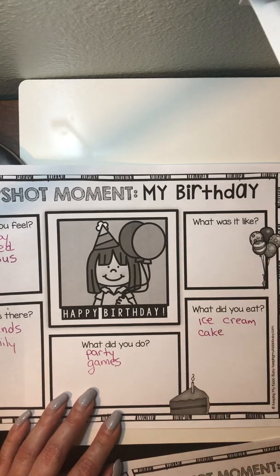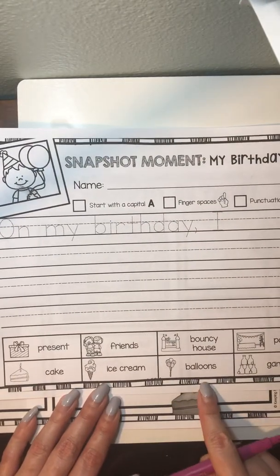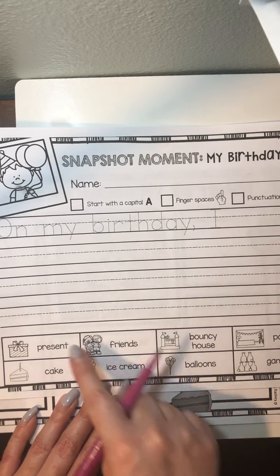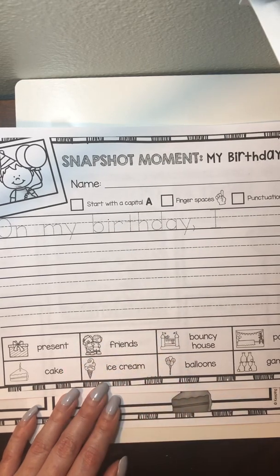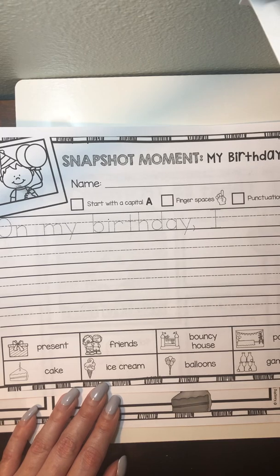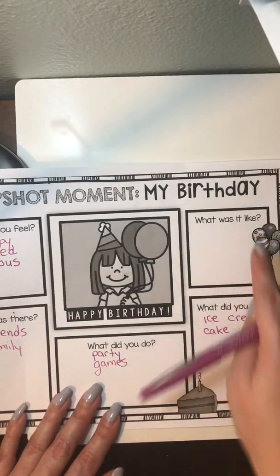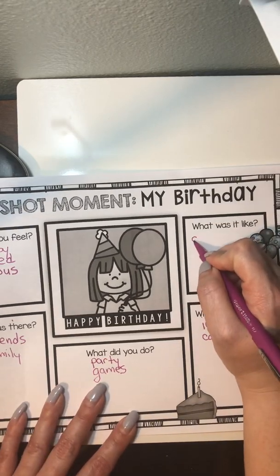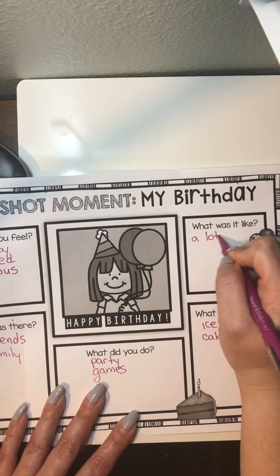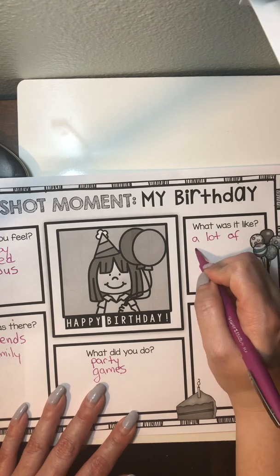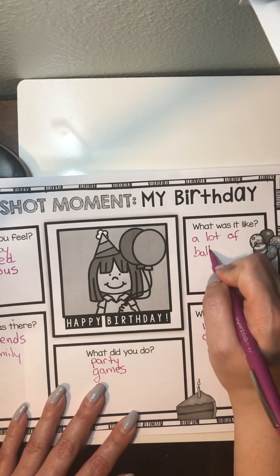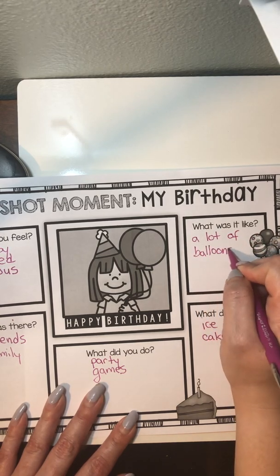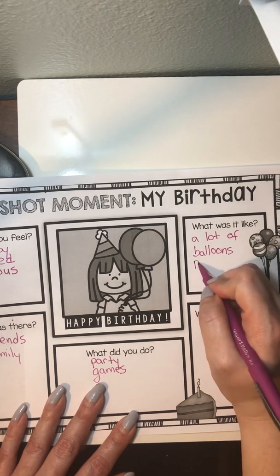And what was it like? My party. Well, my party had a lot of balloons. It had presents. It had a lot of games. So that's what my party was like. It had a lot of balloons. A lot of presents.